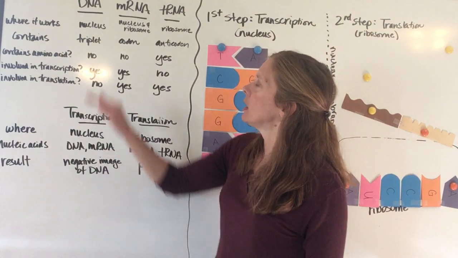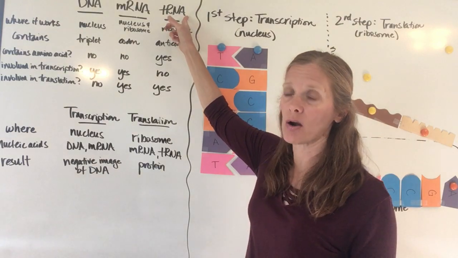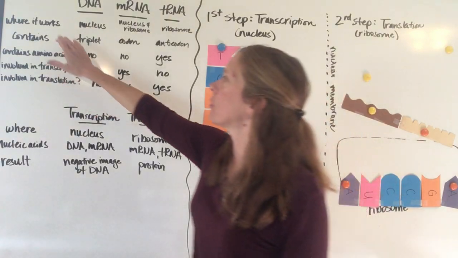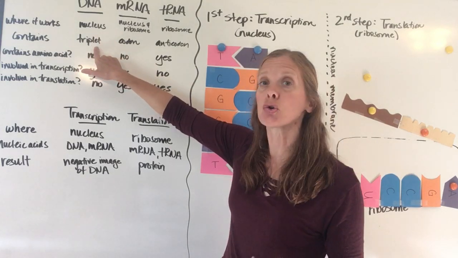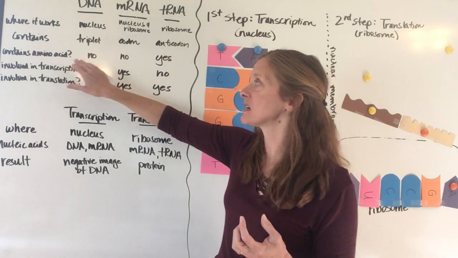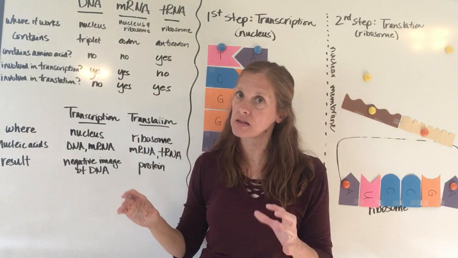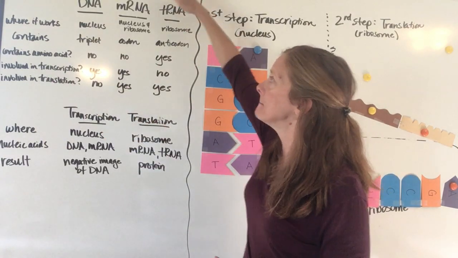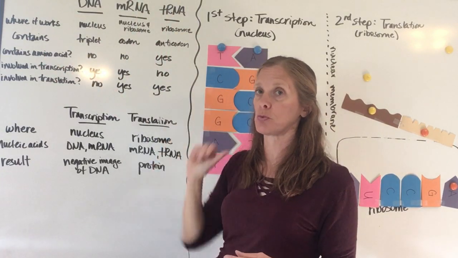Okay? So what's the difference between DNA, mRNA, and tRNA? Again, this is a chart that you should already have filled out, so let's go through and check those answers real quick. So where does it work? DNA works in the nucleus, and it contains a triplet of nucleotide bases that are going to code for amino acids. It doesn't contain the actual amino acid. It is involved in transcription, but because it cannot leave the nucleus, it is not involved in translation, which happens in the ribosome. Messenger RNA is the one that's going to take the message from the DNA out to the ribosome where the protein is made.